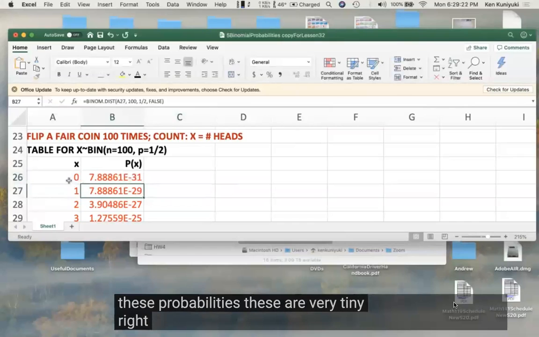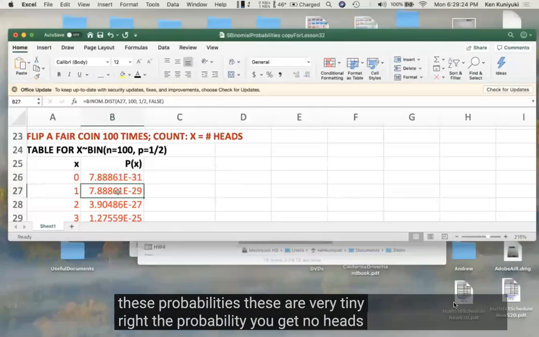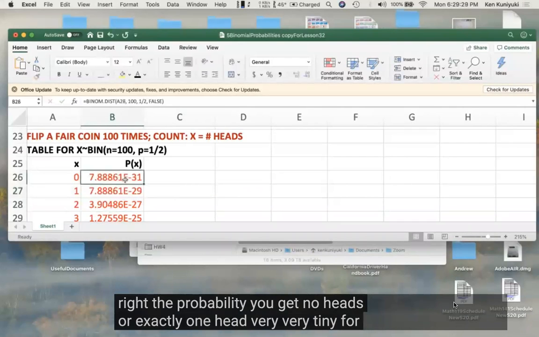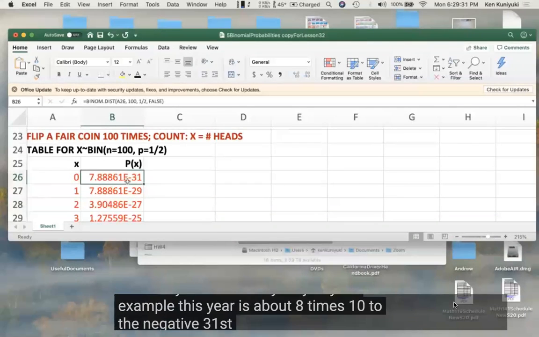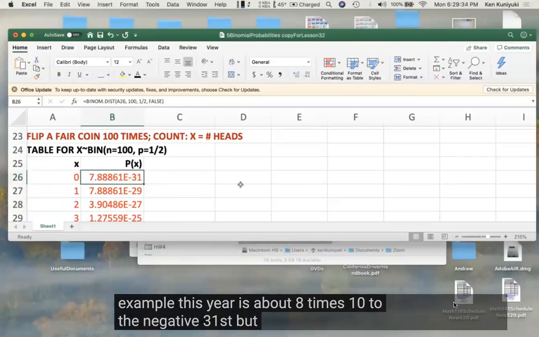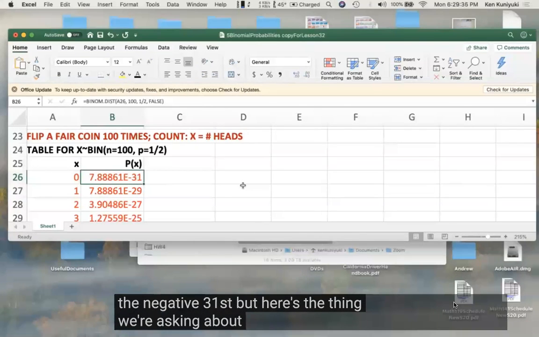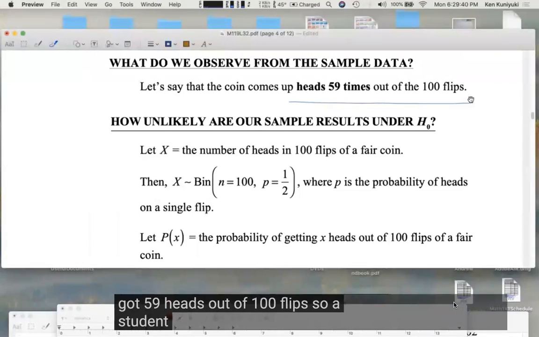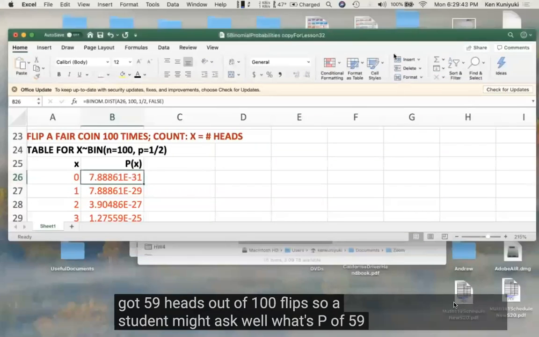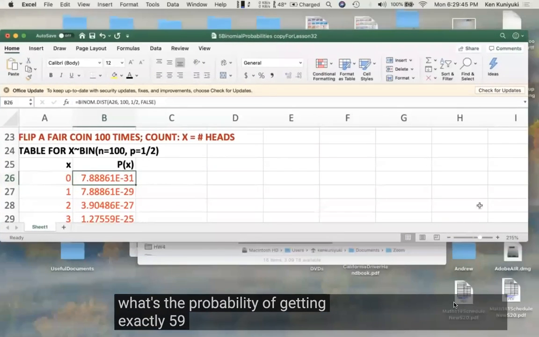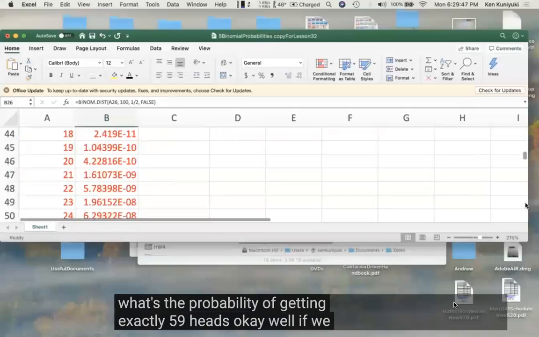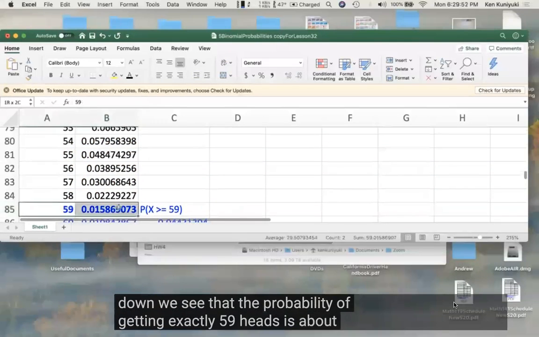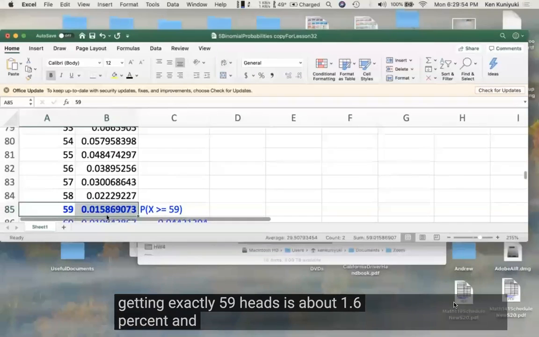These are very tiny, right? The probability you get no heads or exactly one head, very, very tiny. For example, this here is about 8 times 10 to the negative 31st. But here's the thing. We're asking about 59 heads. We actually got 59 heads out of 100 flips. So a student might ask, well, what's P of 59? What's the probability of getting exactly 59 heads? Okay, well, if we scroll down, we see that the probability of getting exactly 59 heads is about 1.6%.